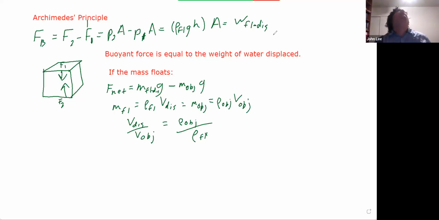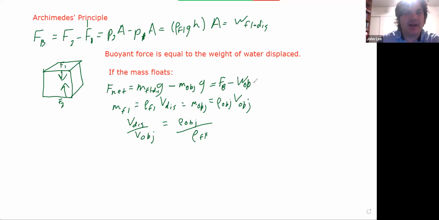So this is going to be useful if you're trying to find the apparent weight of water or the apparent weight of a material in water, as buoyant force is pushing up. That's going to be useful. But if the mass is floating, then F net is just going to be the buoyant force minus the weight of the object.